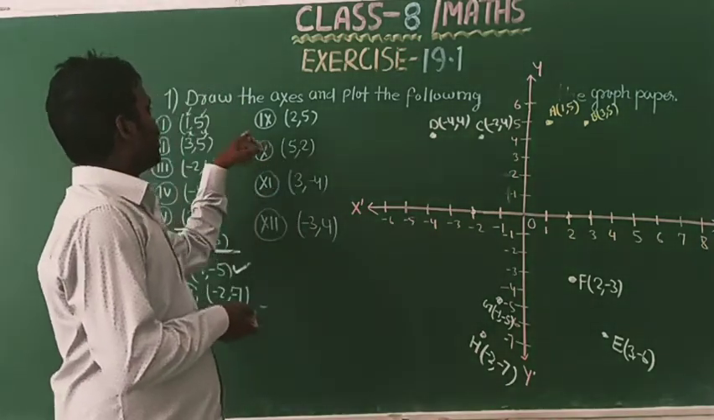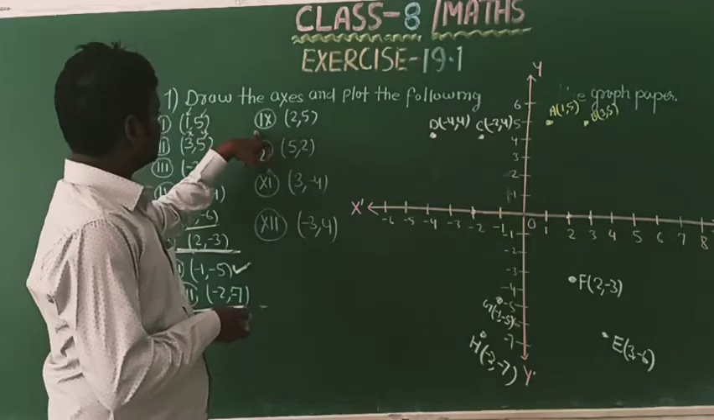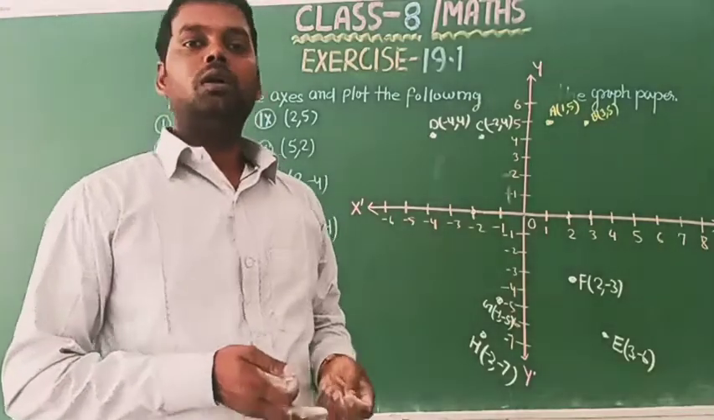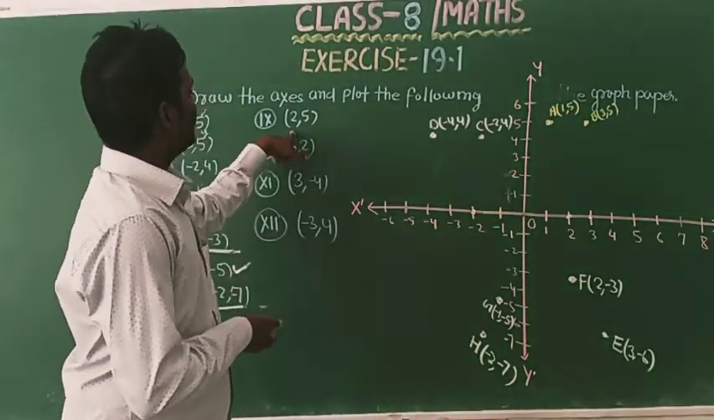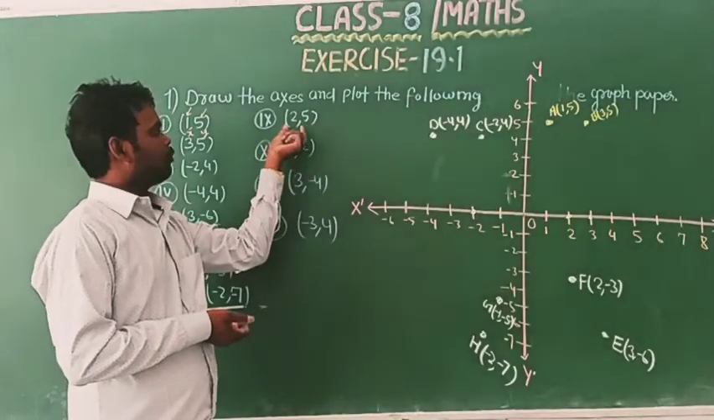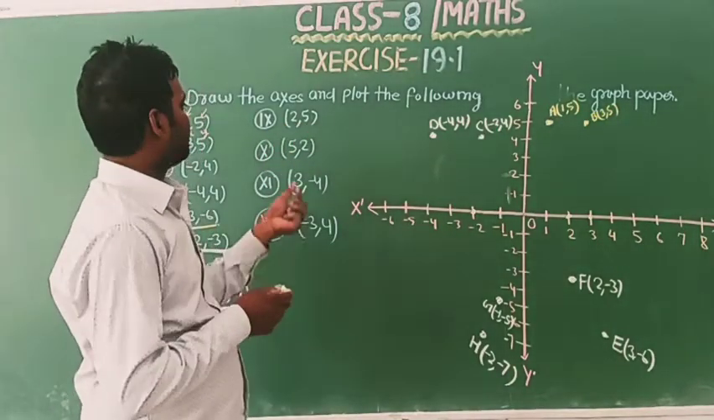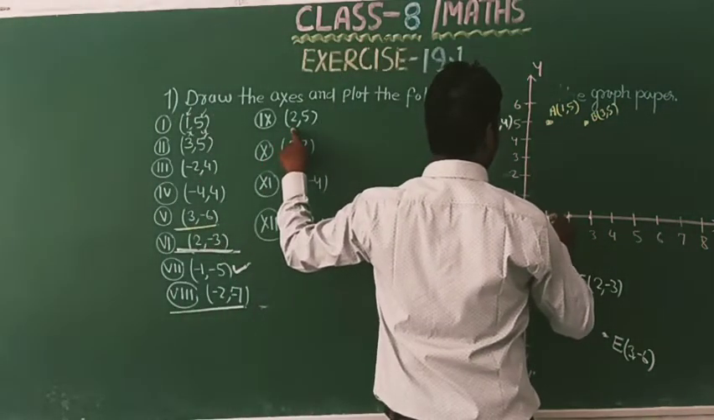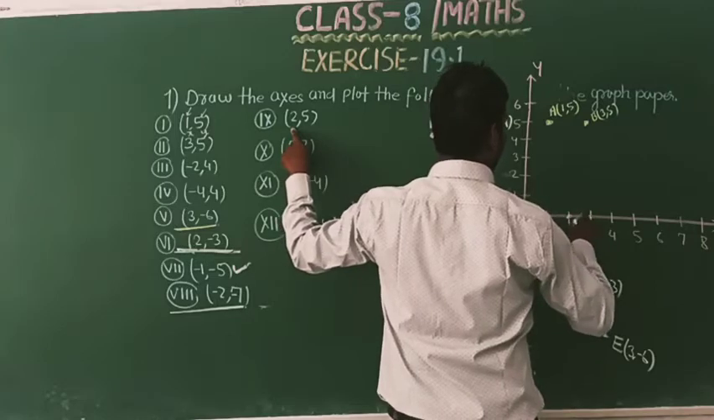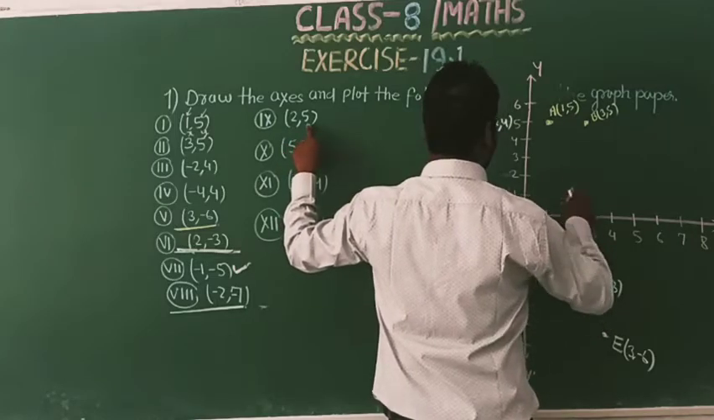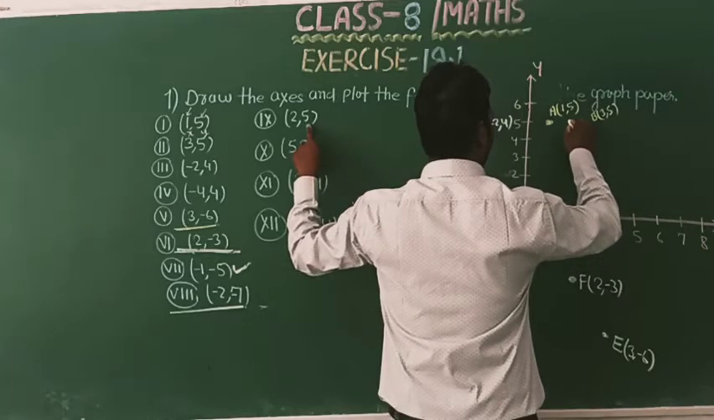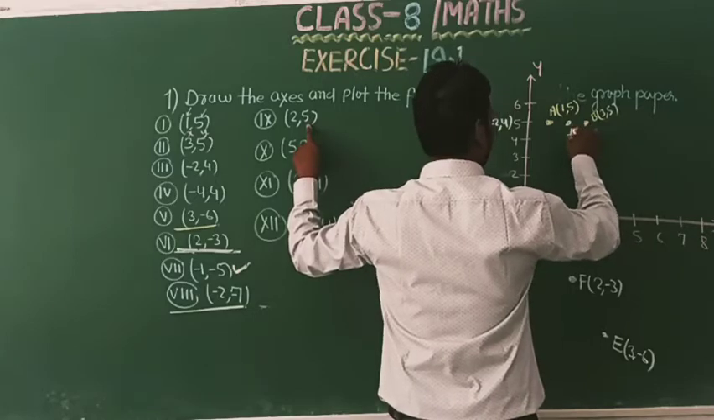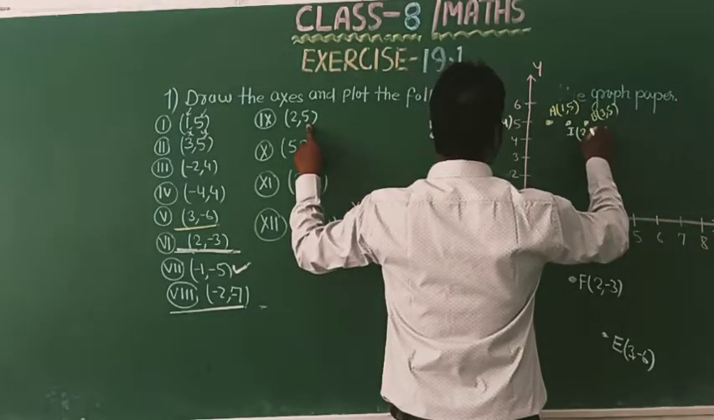Now move to the next point, the 9th part. This is (2, 5), where the x coordinate is on the x axis and the y coordinate is on the y axis, and this point lies in the first quadrant. So starting from O, move right 2 units along the x axis and then move 5 units along the y axis. So this is the point I. Its coordinates are (2, 5).